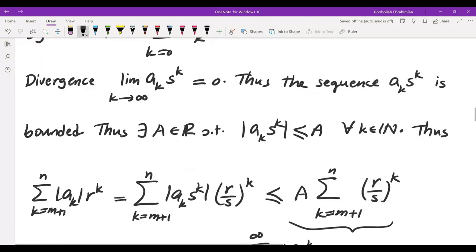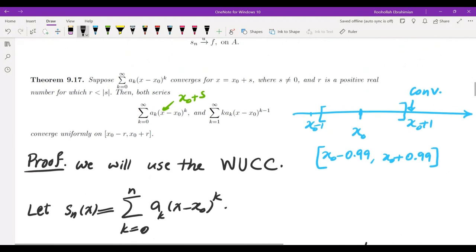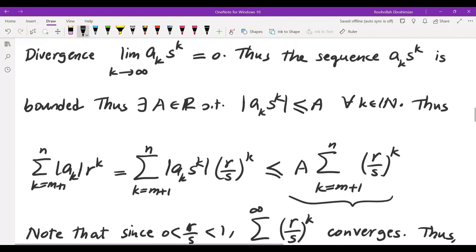Okay, and that's what we wanted to show. We wanted to show that the partial sums are uniformly convergent. They converge uniformly. Okay, so now we're going to have to look at the other one. The argument is very similar.